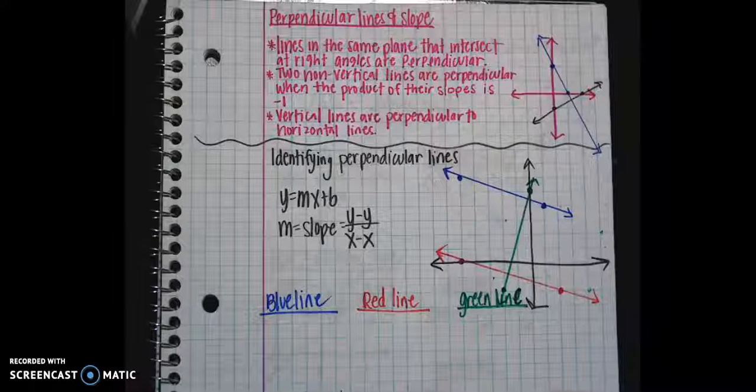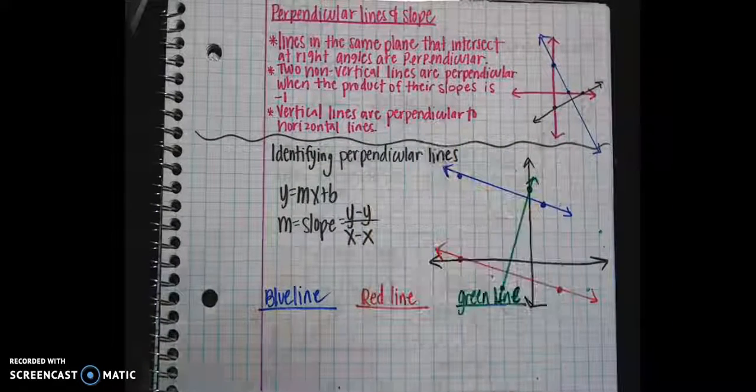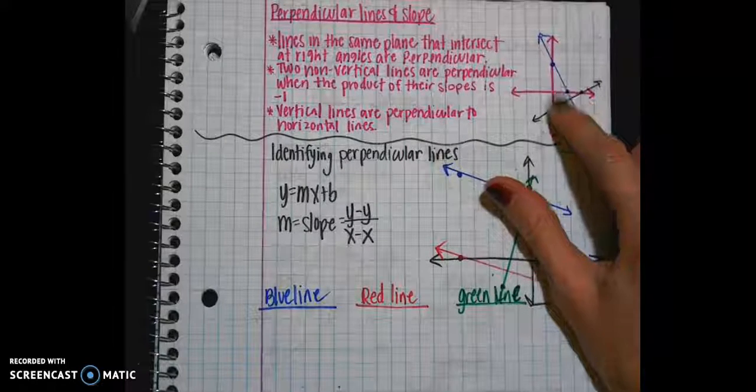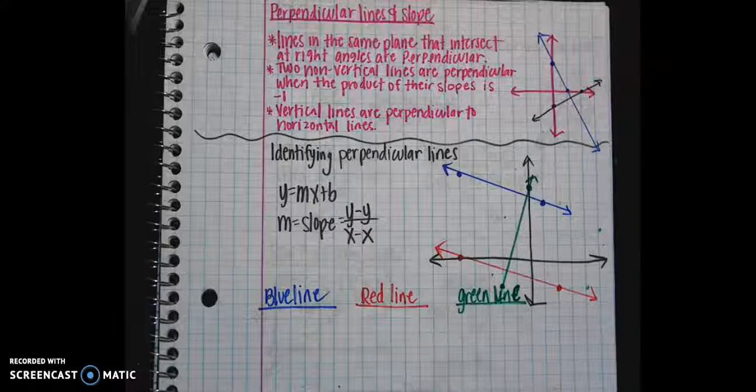Now, let's talk about perpendicular lines. So you guys can see again, I have some notes up here for you. If you want to pause it, write them down, and then restart it, go ahead. So perpendicular lines are in the same plane and they intersect at right angles. Okay, so that means there's a 90-degree angle right there at that intersection point.